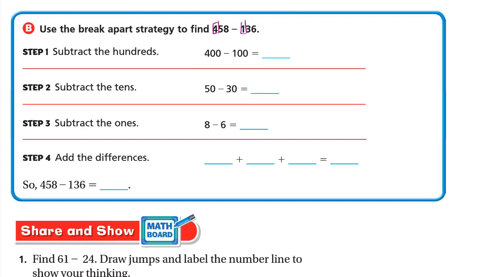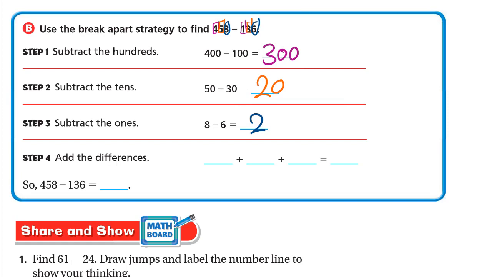400 minus 100. So 400 minus 100 is 300. Okay, then we will subtract the tens. 5 tens, which is 50, minus 3 tens, which is 30. So 50 minus 30 is 20. Then we will subtract the ones, which is 8 minus 6. So 8 ones minus 6 ones. 8 minus 6 is 2.